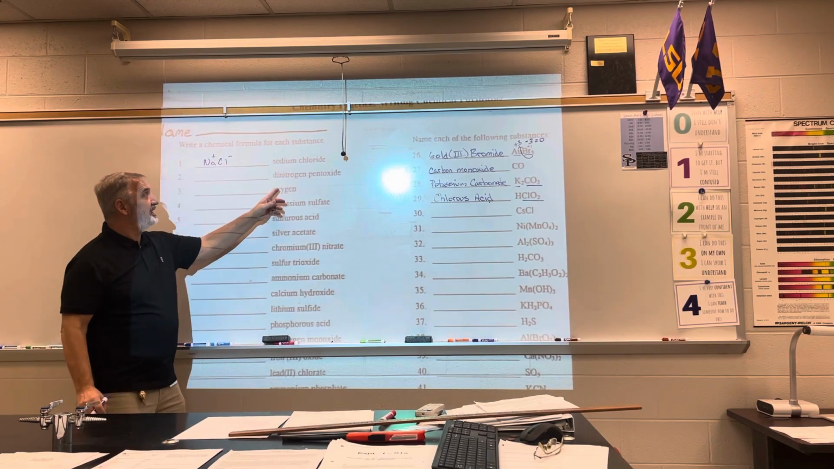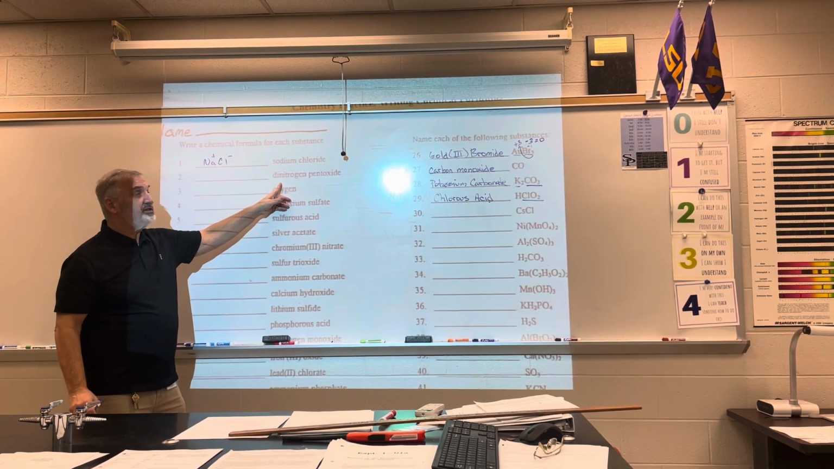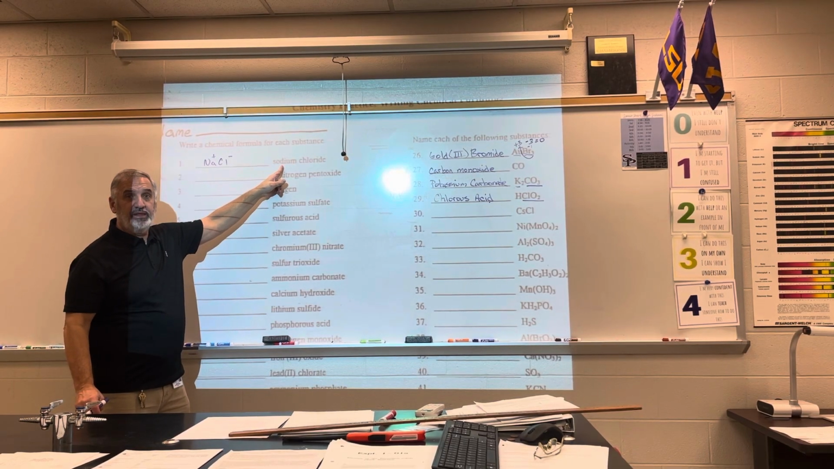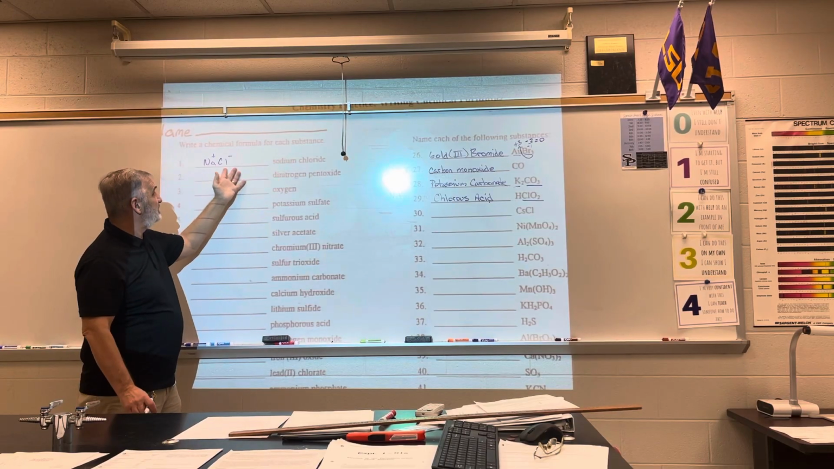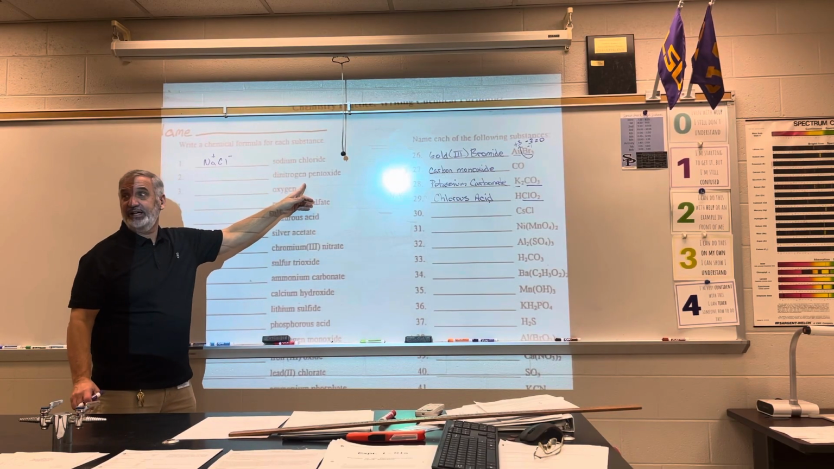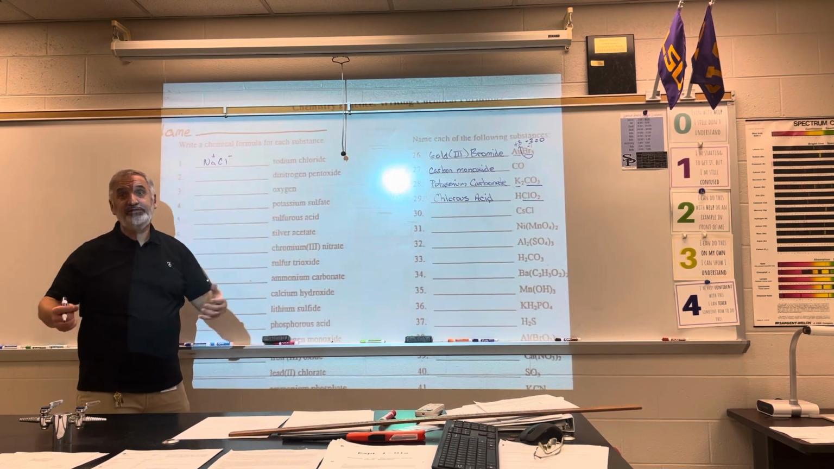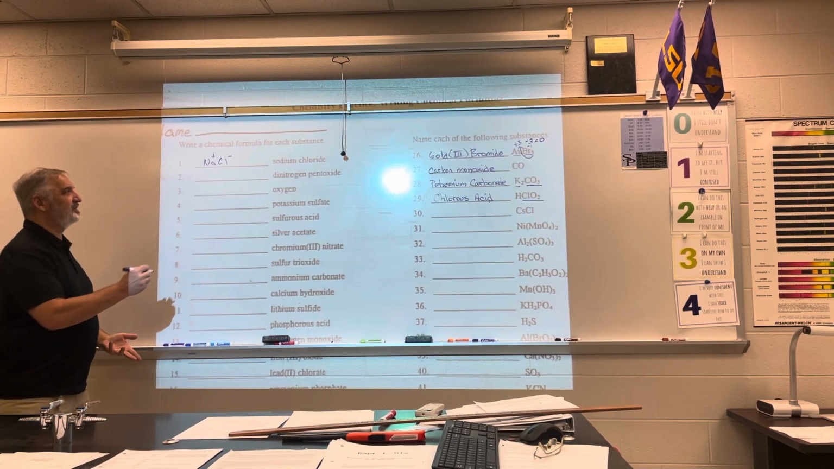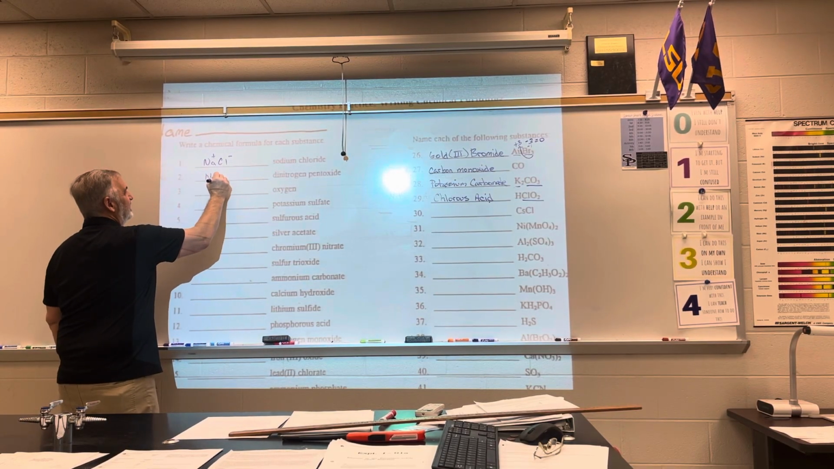All right, now we love these. First off, is that ionic or covalent? Ionic, so I'm just using the ions. But dinitrogen pentoxide, that's covalent, so what do I need to write on that? N2O5. Do I have to worry about crisscrossing or balancing charge? No. Whatever it is, you write it. N2O5.